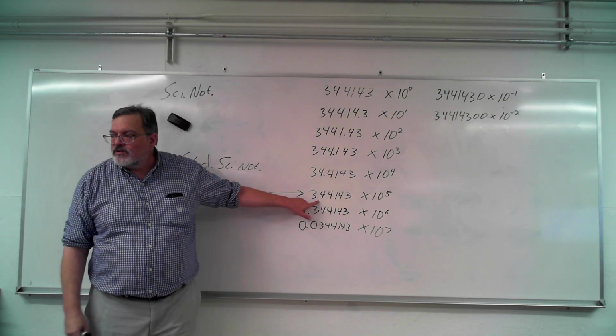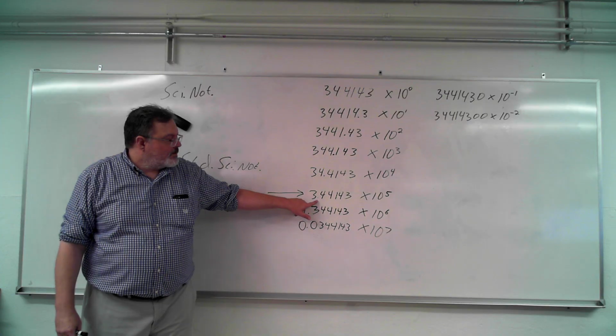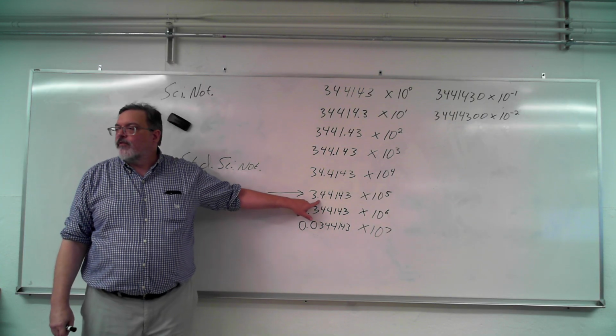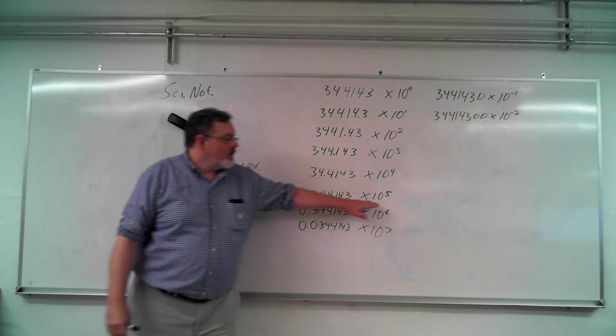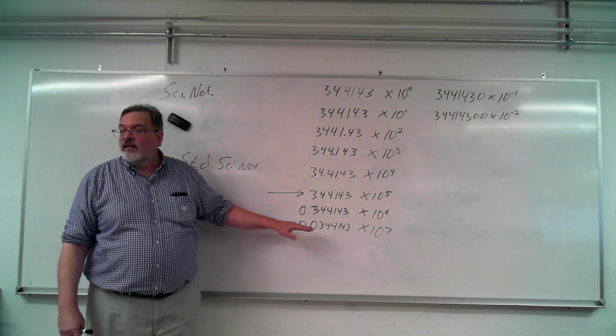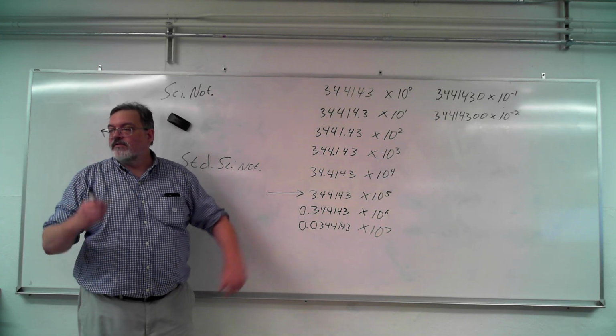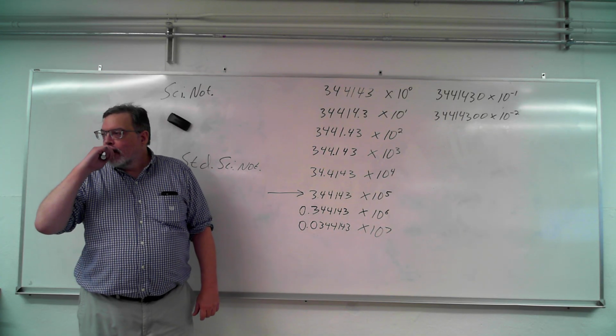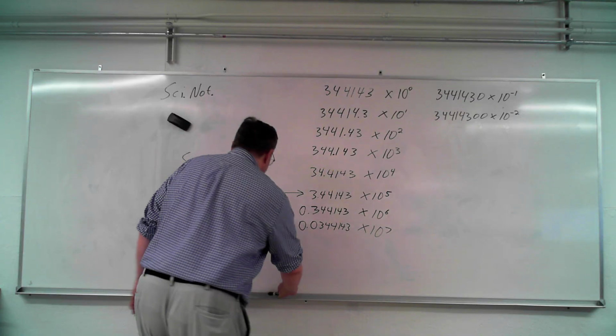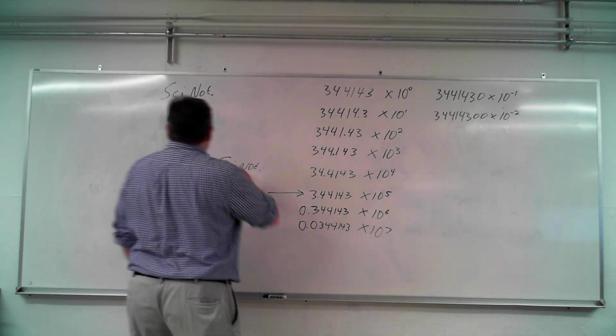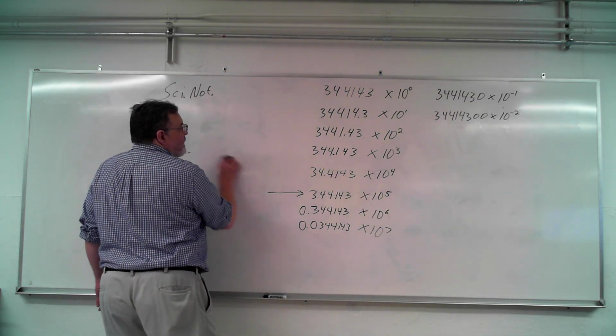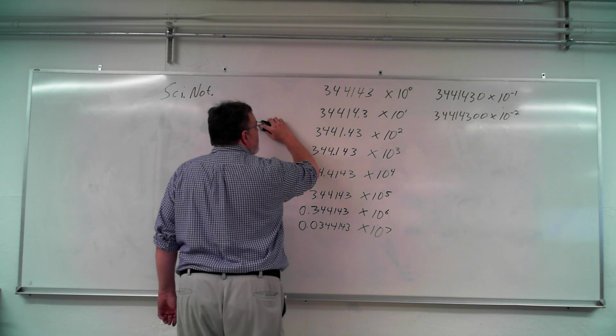By convention, it's just a standard we use. You always put the decimal just to the right of the first digit. So whichever one of these powers does that, that's the one that puts it in standard scientific notation. And I'll show you how you get there. Let's keep this number.